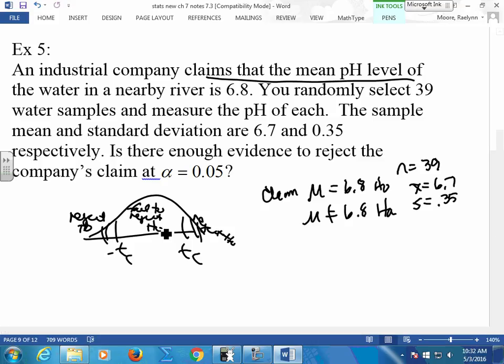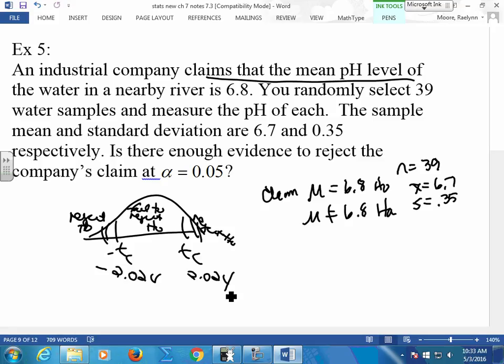Find me your cutoff values. Did you look under the 2-tail? There's a 1-tail, then there's a 2-tail. And degrees of freedom is 38. We have symmetry in our curve.